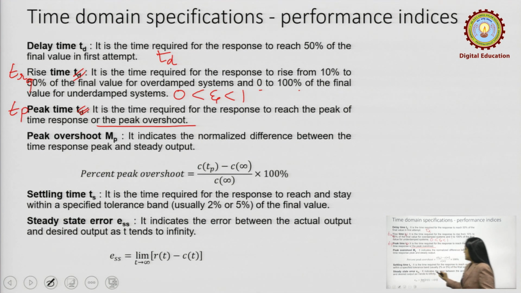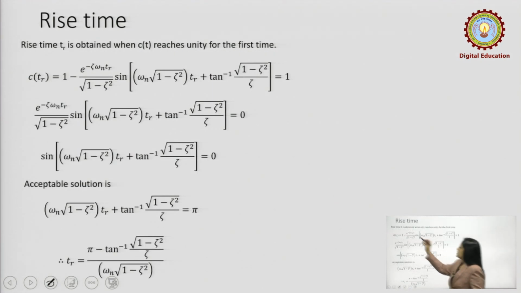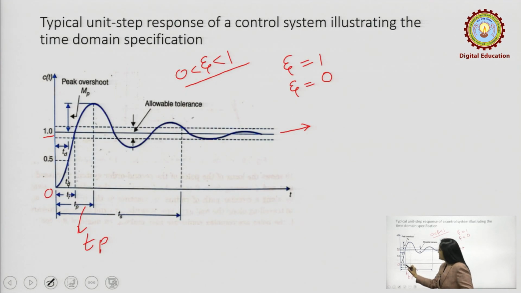And what is steady state error? It indicates the difference between the actual output and the desired output, and it is represented by ESS. This is the tolerance limit here. So, as we defined, rise time is obtained when C of t reaches unity for the first time, as mentioned here, where rise time is Tr, the distance from here to here, when the graph reaches unity. So, this distance is Tr.